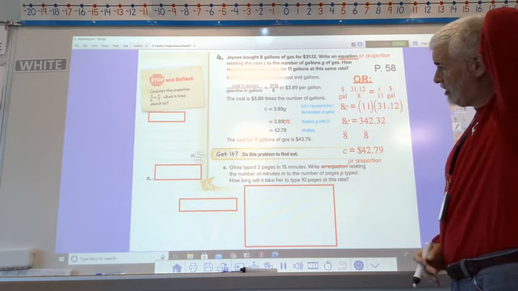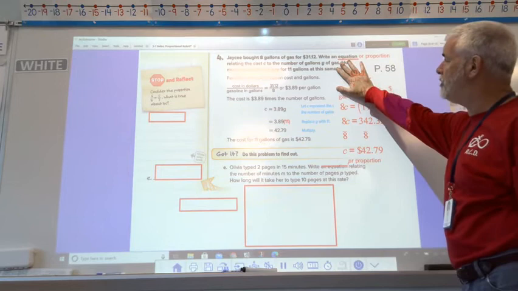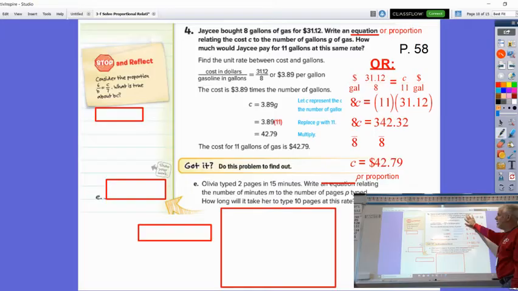Okay, and then this is a similar problem. JC bought 8 gallons of gas for $31.12. So figure out how you're going to get 11 gallons of gas at the same rate. So they go through this writing the equation. We're going to do this later on, so I'm not really too keen on covering this part right now. So you could just do this as a proportion. $31.12 over 8 gallons equals how many dollars for 11 gallons? Okay, and cross multiply and get your answer.